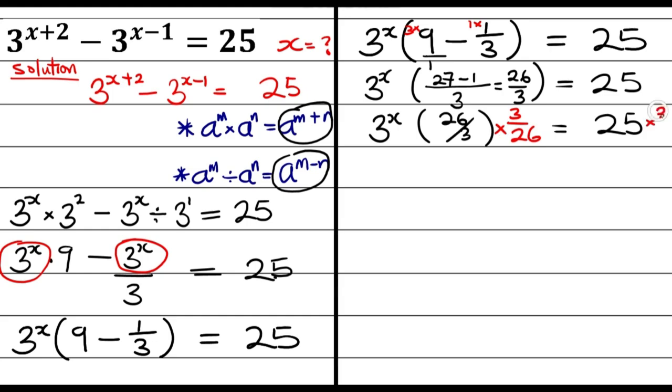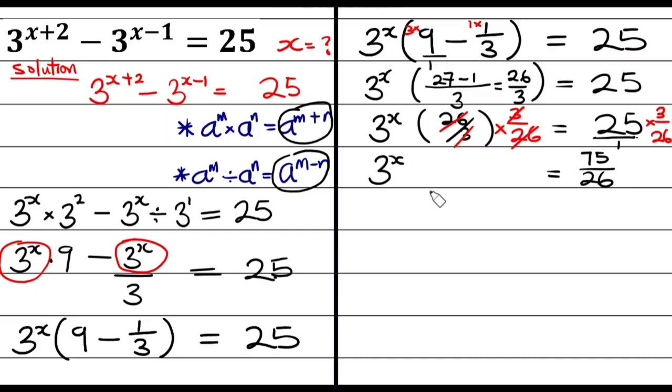So I have 3 over 26 as it is. 3 goes here, or 26 goes here, cancel. Then at the end of the day, what do I have here at this right hand side? 3 over 26 is a fraction, so I make my 25 appear as a fraction also by saying 25 over 1. So 25 multiplied by 3, that's going to be 75, and 1 times 26 is still going to be 26. But at my left hand side, don't forget, the only thing I have here is just 3 raised to the power of x.